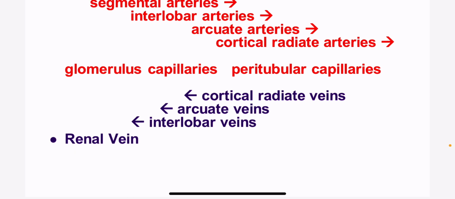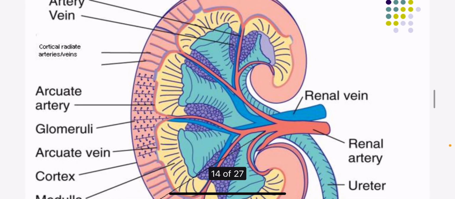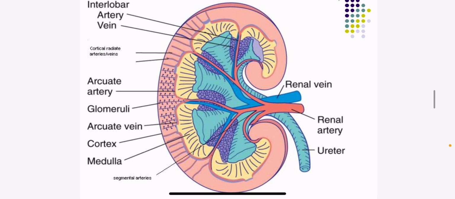So the peritubular capillaries are going to drain into cortical radiate veins, which then drain into arcuate veins, which then drain into interlobar veins, which then dump into renal veins. So it almost perfectly mirrors itself. However, if you're noticing, there are no segmental veins. Once you see this in an image, I think it will make better sense for you. This is like the most Dr. Seuss looking kidney I've ever seen.